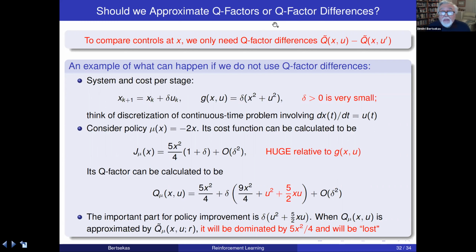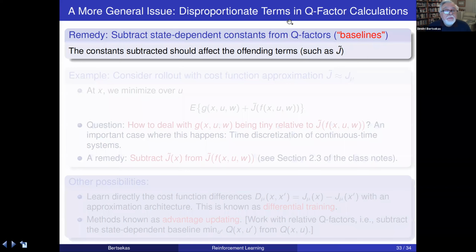Okay, so now let me take the same question and bring it to a more general context. Suppose you have Q factor calculations that include disproportionate terms that can throw off any kind of approximation architecture, approximations with a neural network, for example. So what would be the remedy to this?